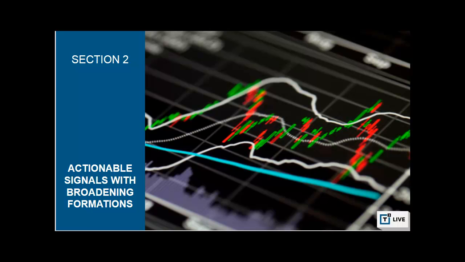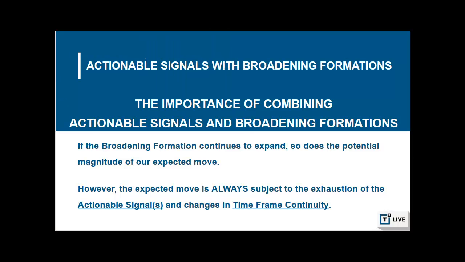Section 2, actionable signals with broadening formations. The importance of combining actionable signals and broadening formations: if the broadening formation continues to expand, so does the potential magnitude of our expected move. By definition, the ranges are getting bigger. However, the expected move is always subject to the exhaustion of the actionable signal or signals and changes in time frame continuity. That's very important.